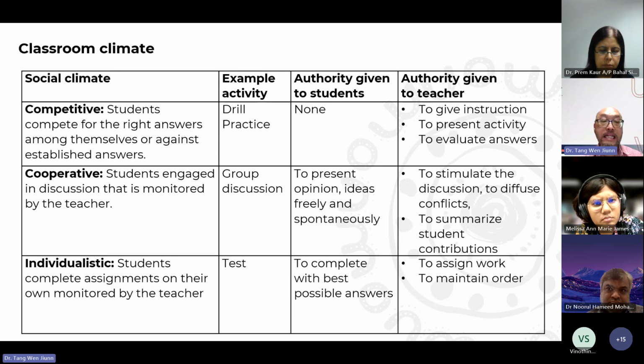And the last one is individualistic. Students complete assignments on their own, monitored by the teacher. This can be an exam, a test, or doing the homework in the class itself. They do it on their own, completing with the best possible answers. No discussions, nothing. So these are the three climates we can set during our lesson, depending on the activities we are doing.